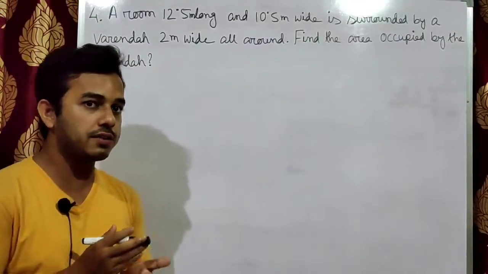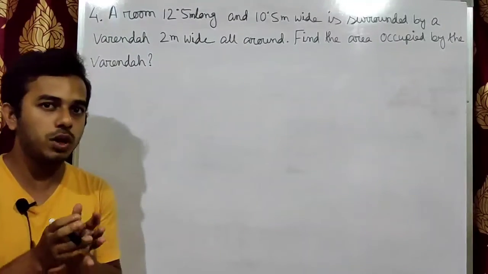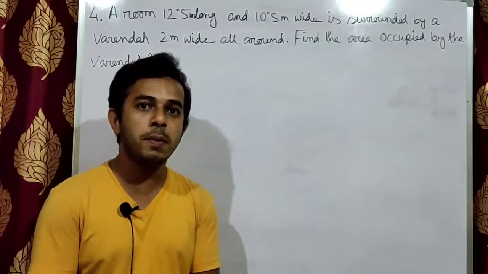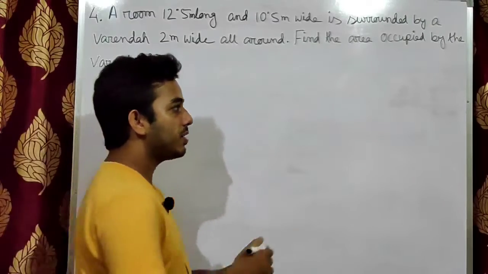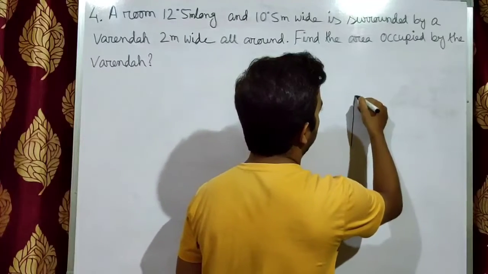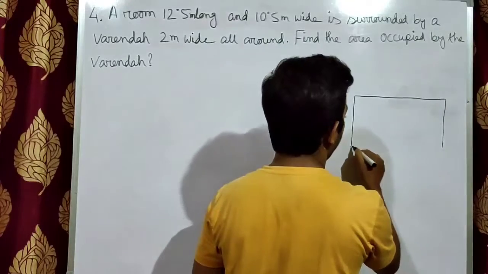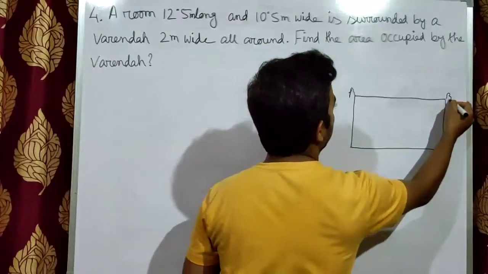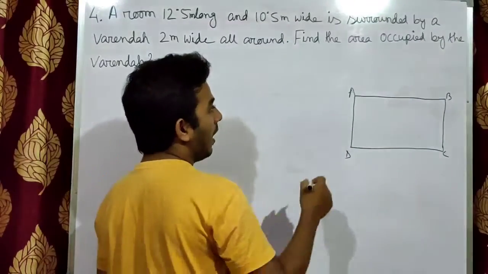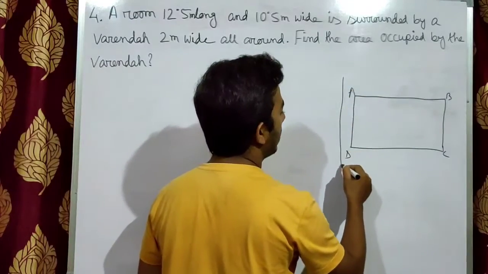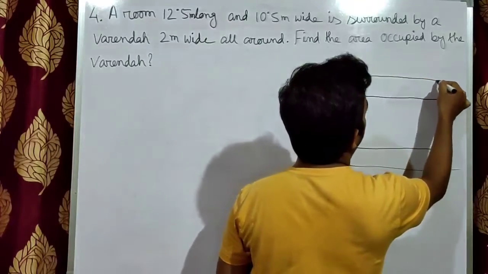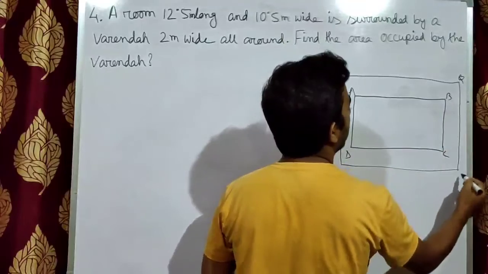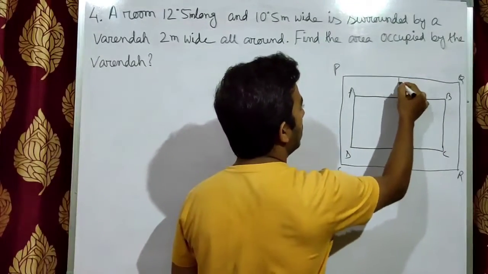Here also we will take the same diagram as I showed you earlier. First of all we have to draw a room, which is surrounded by a Bharanda, that means the Bharanda is outside. Usually also we know the Bharanda will be outside. Will the Bharanda be inside? No, it will not be inside. So let us draw a room whose length is 12.5 meter and breadth is 10.5 meter. So this is our required room, let us name it A, B, C and D, and it is surrounded by a Bharanda of 2 meter width. Suppose this is the Bharanda, let us name it P, Q, R, S, and its width is how much? 2 meter. Clear?